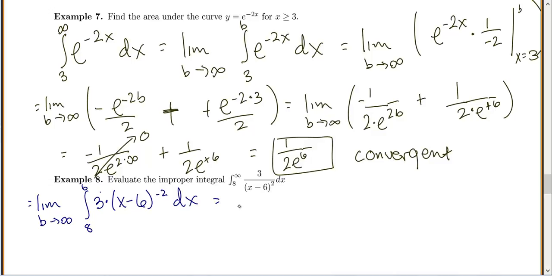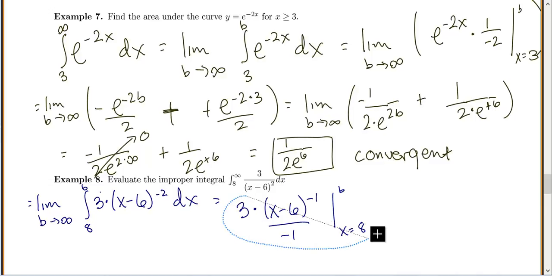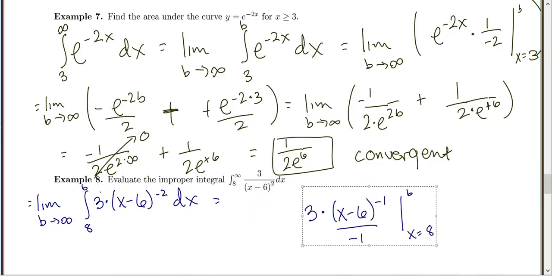So this is going to be, we keep the 3 there, and then it's going to be x minus 6, we raise the power by 1 and divide by the new power. And we need to evaluate from x equals 8 to b. Now right here, I can see that I just forgot something. Technically, on every single step, we remember to write the limit because we haven't taken the limit yet. So this is going to be the limit still as b goes towards infinity.